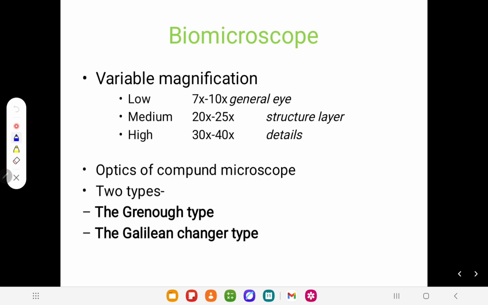Fine. So basically low magnification is 7 to 10 times, medium magnification is 20 to 25 times, high magnification is 30 to 40 times. There are two types of magnification changing system. One is Greenough type, another is Galilean changer type.